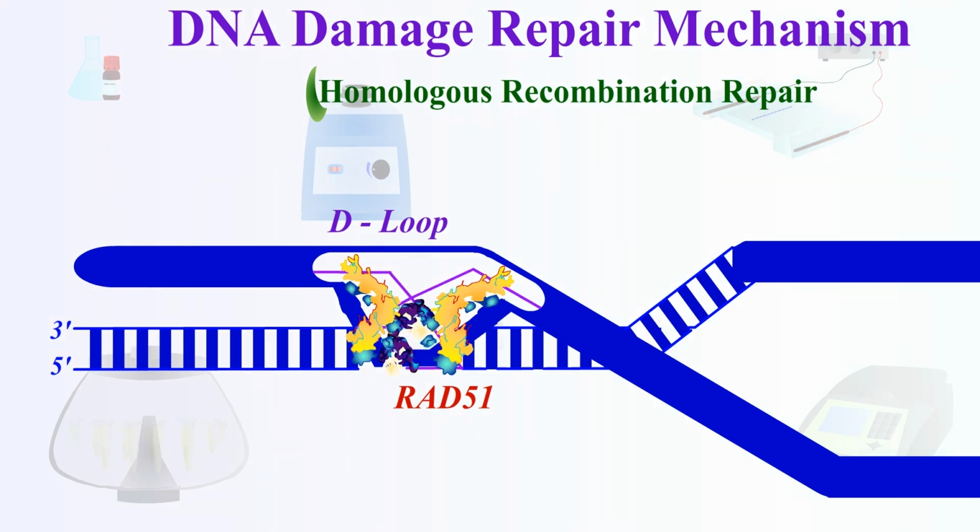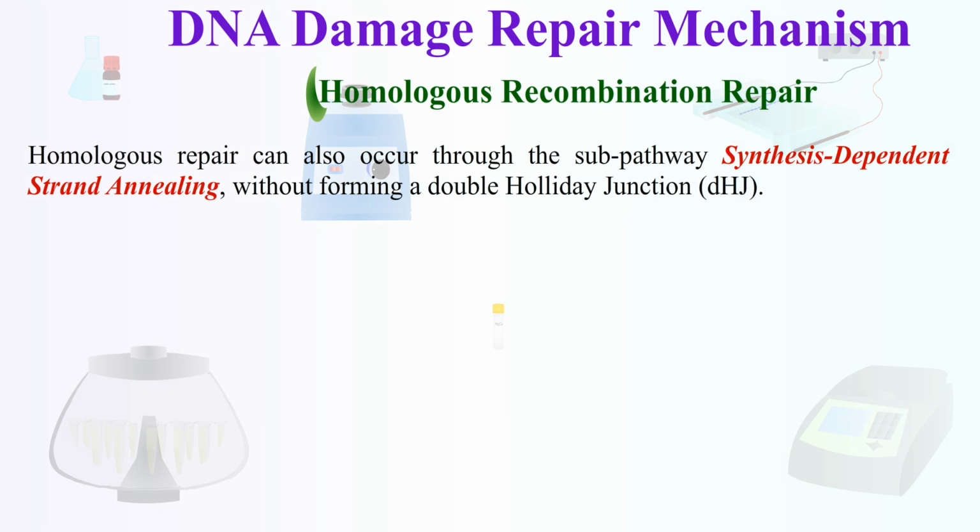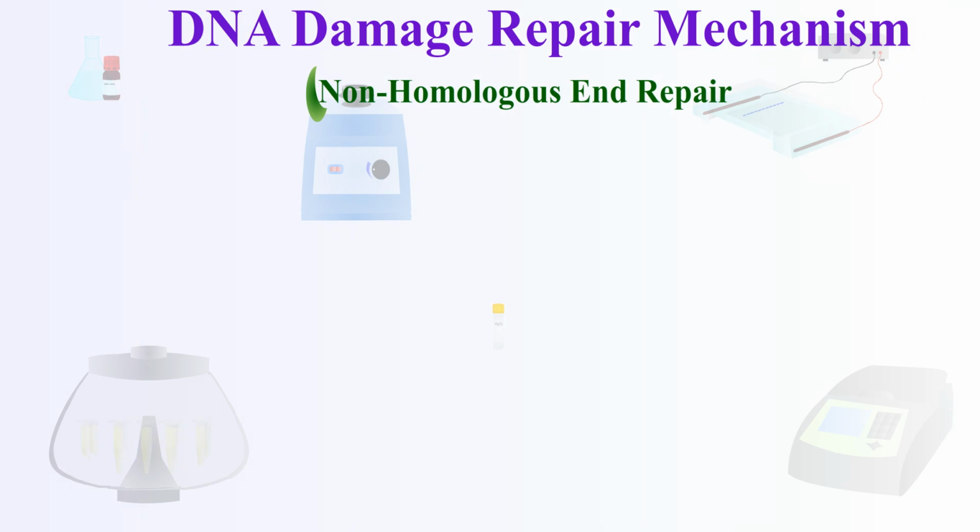Finally, the complex structures like double Holliday junctions or displacement loops are cleaved by specific resolvase enzymes and helicases. Homologous repair can also occur through the subpathway synthesis-dependent strand annealing without forming a double Holliday junction. The structure is resolved, restoring an intact and accurate DNA sequence.